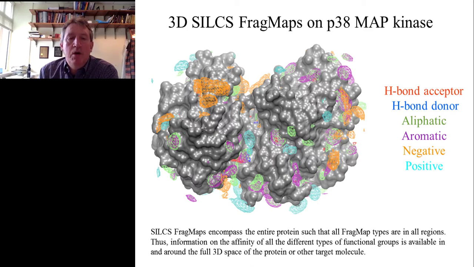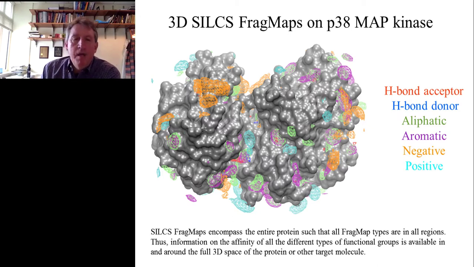And what you see here are the different types of fragment maps. They encompass the entire protein. In this case, with p38 MAP kinase, we can see how the center of the protein is the binding site that we're interested in. But what you see now is the different frag maps in different types of regions telling us where we would like to have, say, hydrogen bond acceptors, hydrogen bond donors, aliphatic groups, aromatic groups, and so on. So this is, again, the basic information that we get from the Silks pre-computation, and then once we've got this information, we can use this over and over again for any ligand that we're looking at, and so on.